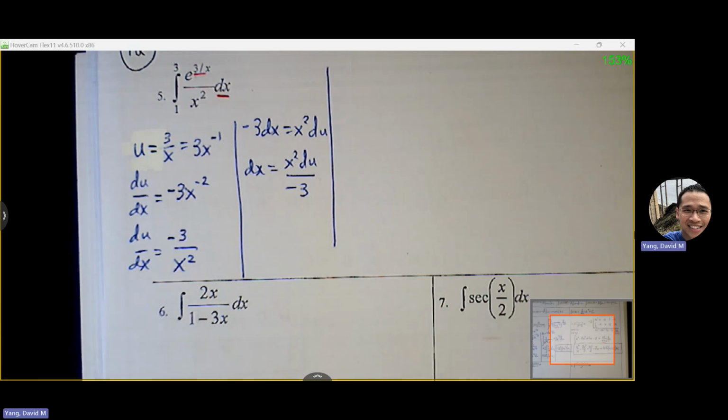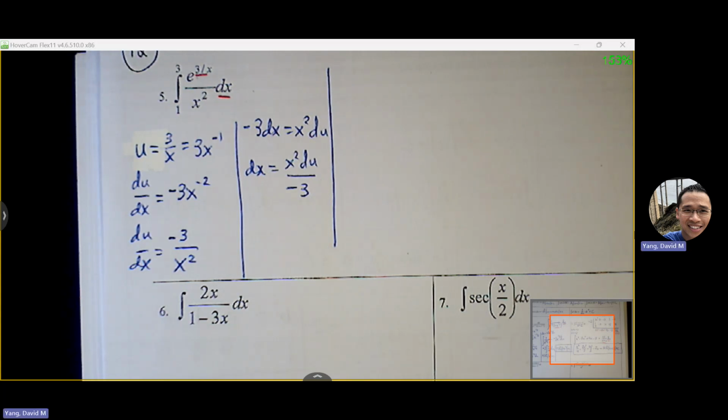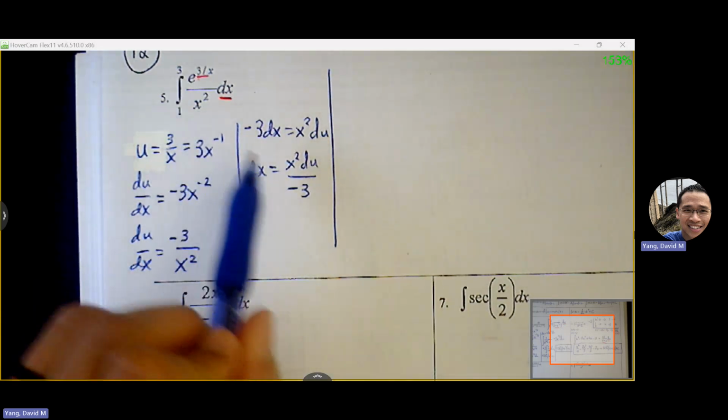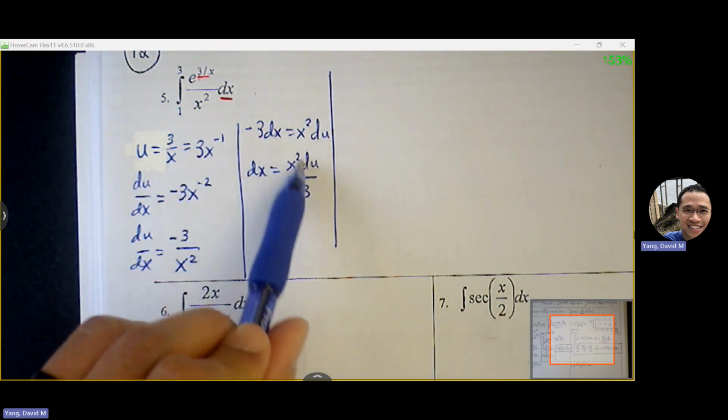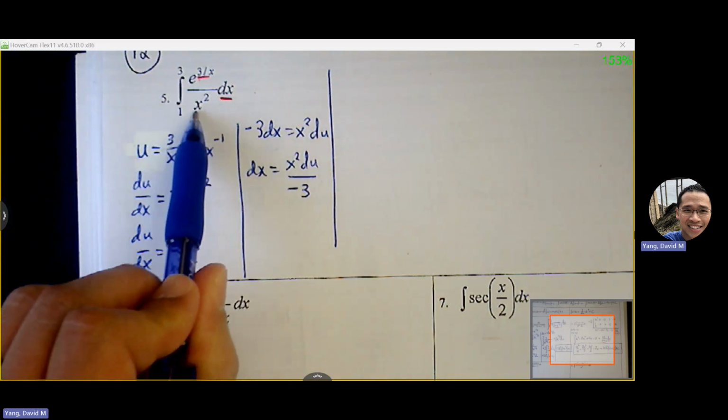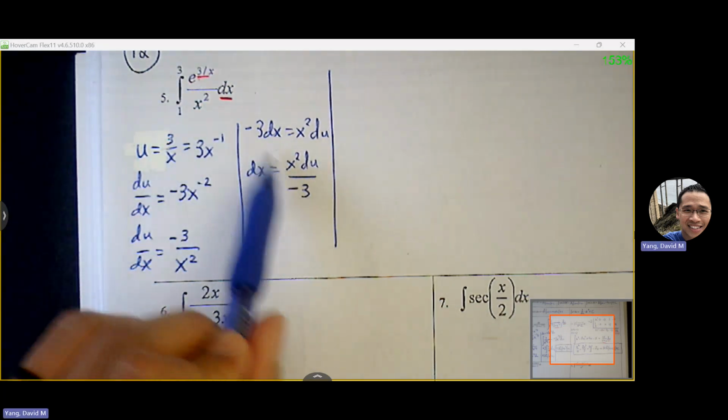My u value is 3 over x, which I want to get ready for the power rule to find the derivative. So I bring that x up, 3x to the negative 1. Power rule, I get negative 3x to the negative 2. Clean that up. Pull the x squared back down. Cross multiply. Divide by negative 3. dx equals x squared du over negative 3. It's a good sign, seeing that the x squared should pair up nicely with this x squared that we're hoping to match and cancel each other out.